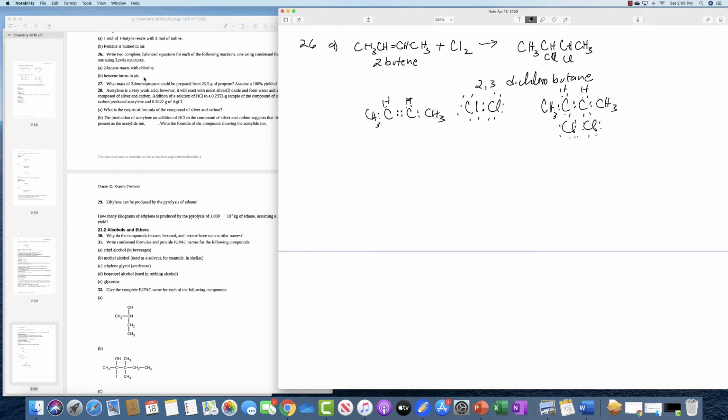The next one is benzene burns in air. Now benzene is a cyclic hydrocarbon that looks like this. And every other bond is a double bond. It has a very unique structure. And each carbon has 1 hydrogen.